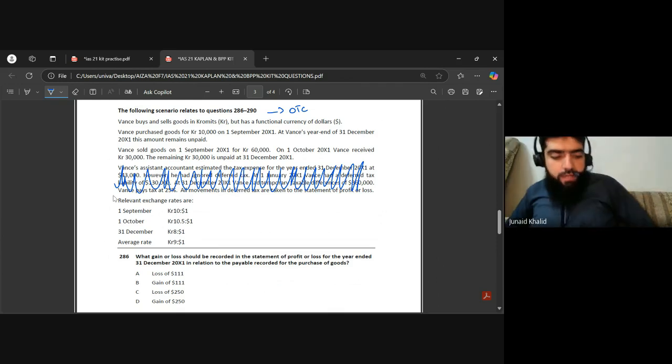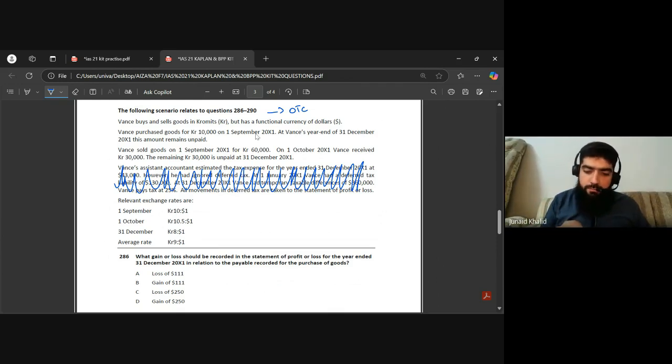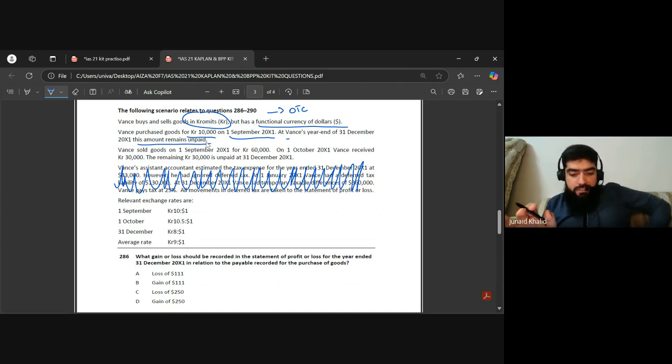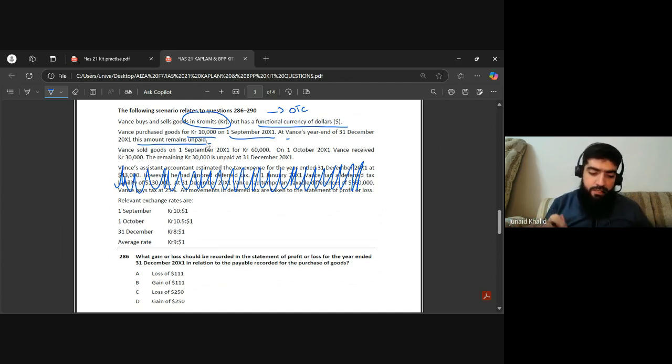Once buys and sells goods in kromets, but its functional currency is dollar. It means it's quite clear that the functional currency is dollar, while the kromet is the foreign currency. Once purchased goods for 10,000 kromets on 1st September 20x1, and at 31st December 2001, this amount remains unpaid. This is the purchase transaction, right?